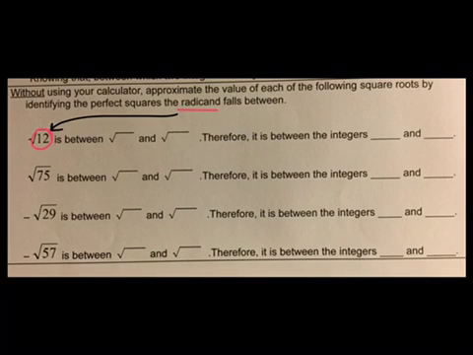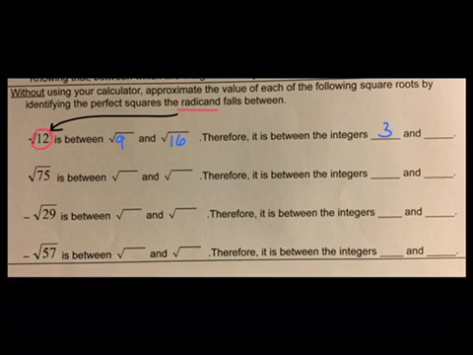So the square root of 12 is between which two perfect squares? Thinking of my perfect squares, it falls between the square root of 9, 9 is a perfect square, and the square root of 16, 16 is also a perfect square. And if you remember, our perfect squares are the square roots that come out to be nice integers for us. So therefore, we know the square root of 12 is between the integers of 3 and 4. That helps us determine which two integers the square root of 12 is between.